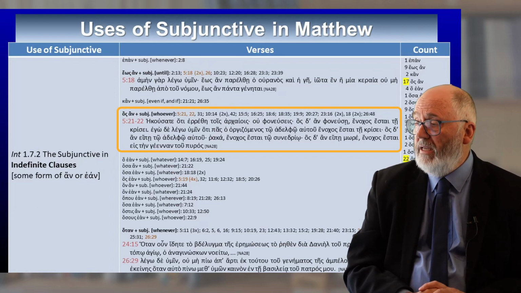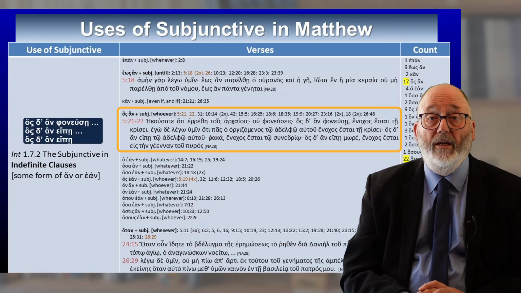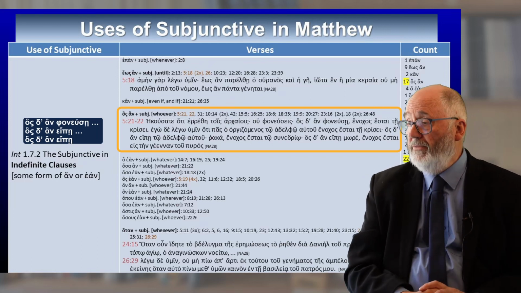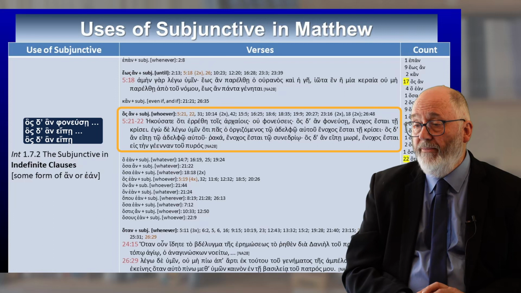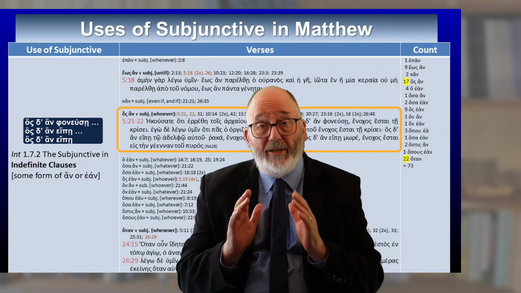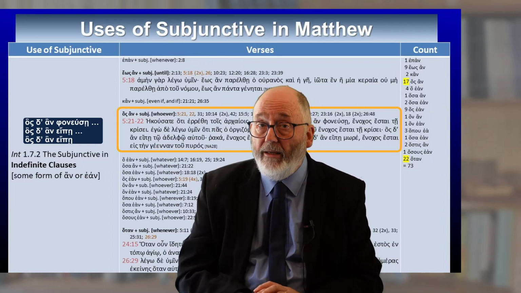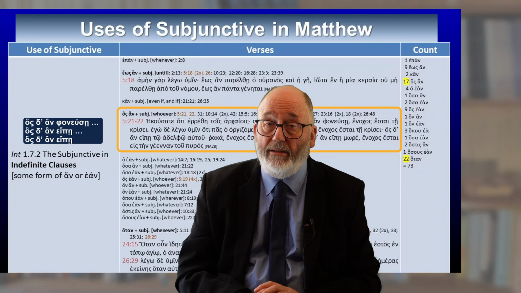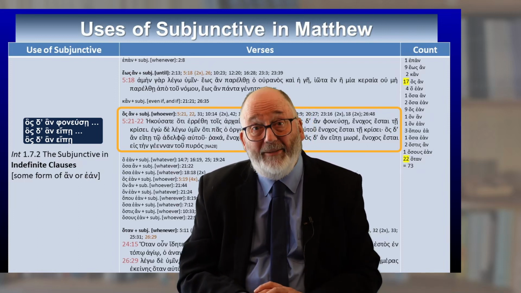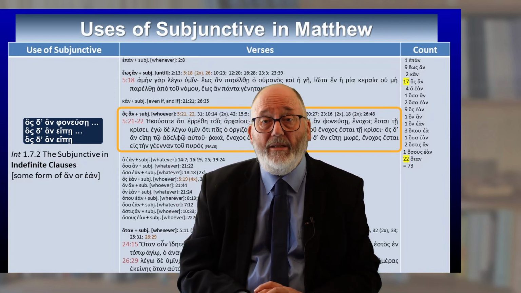So you can see there are three uses of hos an. Hos an, whoever, followed by the subjunctives, phoneuse, eipe, and eipe. Once we have recognized the lead-in, hos an, we're expecting a subjunctive. It's an indefinite clause, whoever, and, well, once again, it's reasonably straightforward to translate. And the Greek has given us lots of clues.